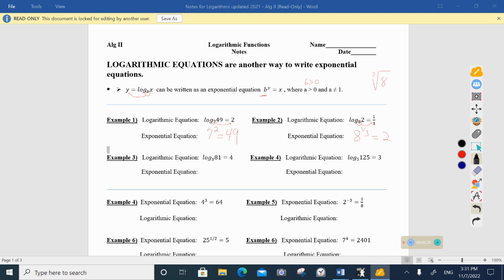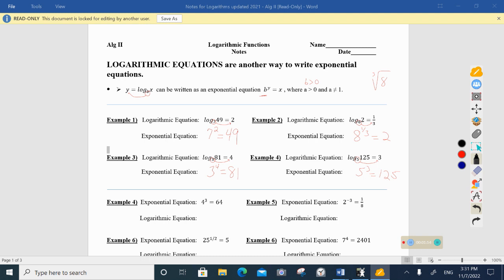Couple more just for practice. 3 to the 4th power equals what's inside the log, 81. And in example 4, the base is 5. 5 to the 3rd power equals 125.